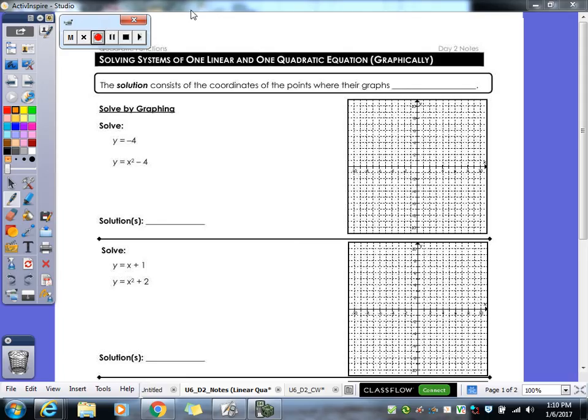Today's lesson is about graphing lines, linear. So linear means lines. And quadratics means what again? What shape? Parabolas. So lines and parabolas. And we're going to see how they cross.